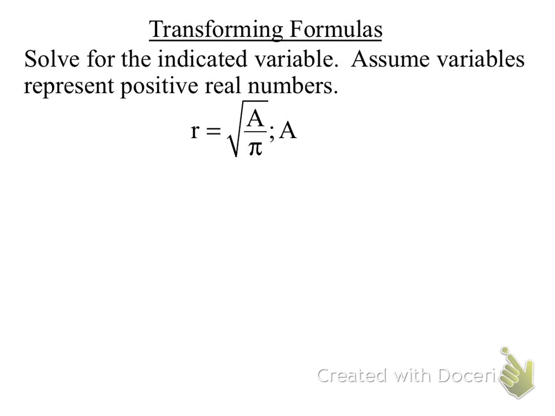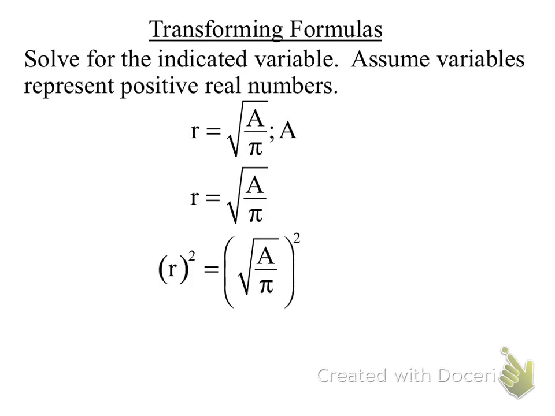Okay, how do we solve for A? Eric, start. Got it? Squaring both sides. And what do I end up with? r squared equals A over pi. Next step, multiply pi on both sides. There we have it. Area equals pi r squared.